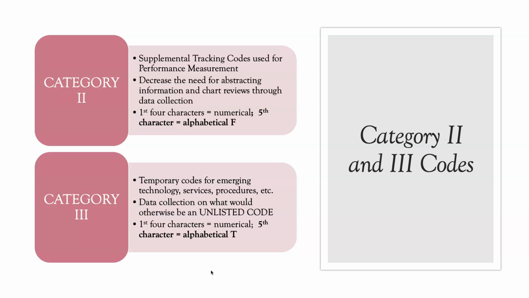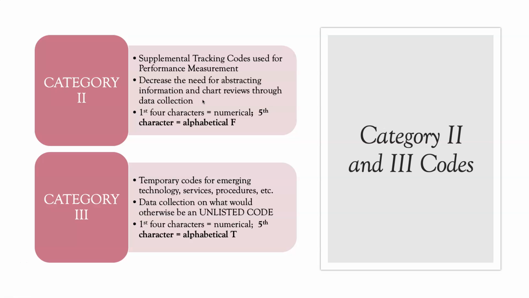All right, I promised that I would explain about Category 2 and Category 3 codes. Those are kind of unusual twists that you will find with CPT. So let's talk about Category 2 codes first. They are supplemental tracking codes used for performance measurement. They decrease the need for abstracting information and chart reviews through data collection.